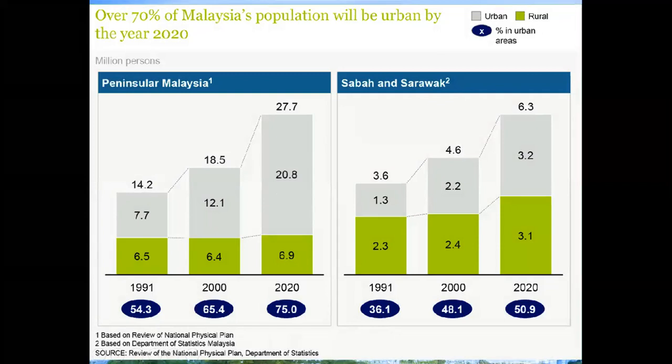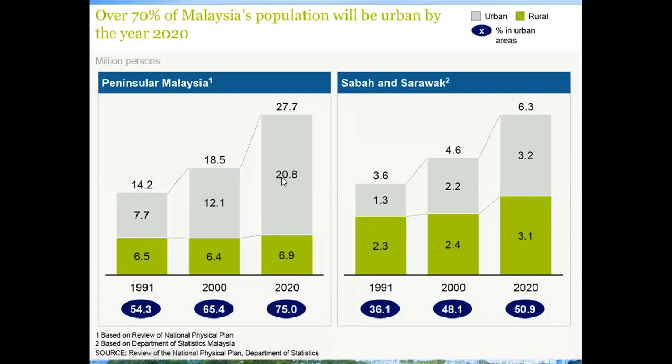Di Semenanjung, the rate of urbanization ataupun bilangan penduduk yang tinggal di kawasan bandar lebih tinggi, ya. For example, in 1991, di Semenanjung sudah lebih more than 50% already living in the urban areas. Okay, while in Sabah and Sarawak combined, probably about 30+% are living in the urban areas, ya. Tak sampai pun 40%, or more or less around that, ya.